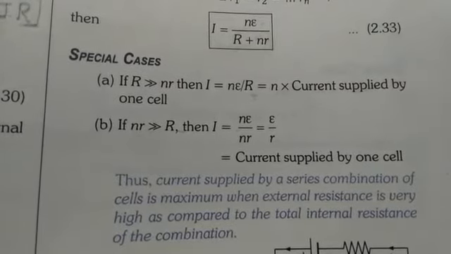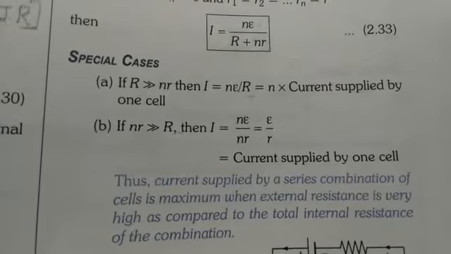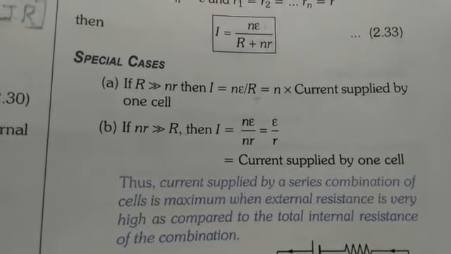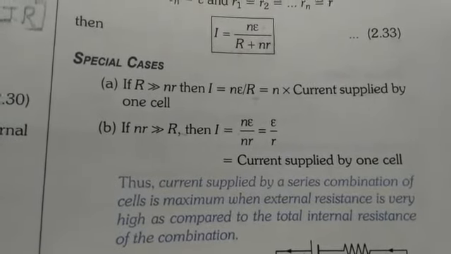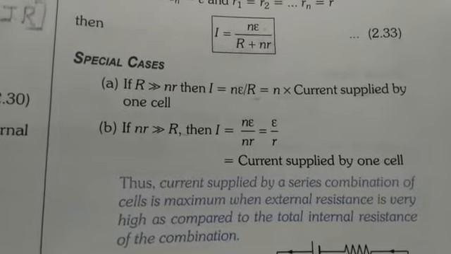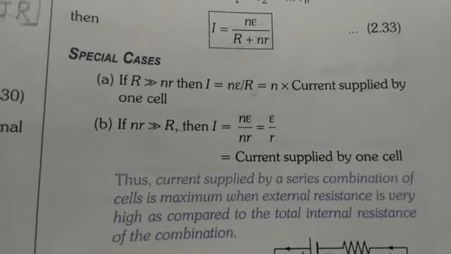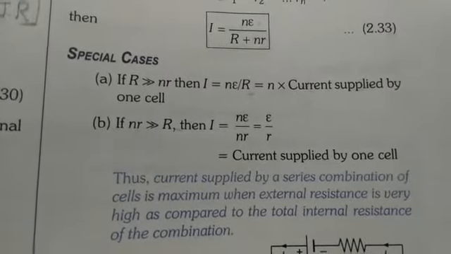So when the cells are connected in series, to draw the maximum amount of current, external resistance should be more than the internal one. Okay.